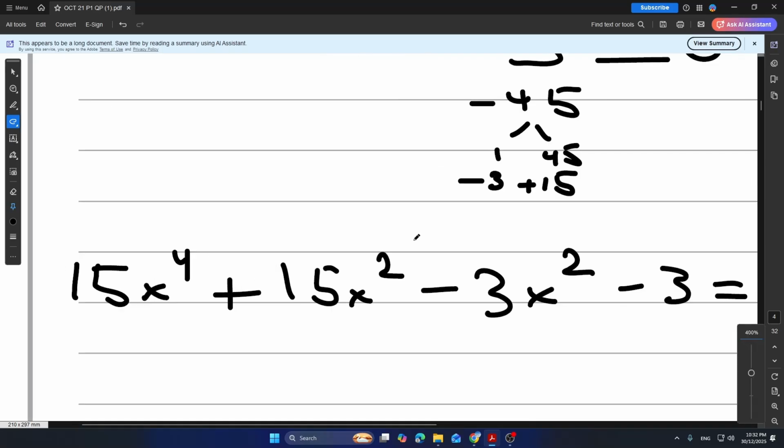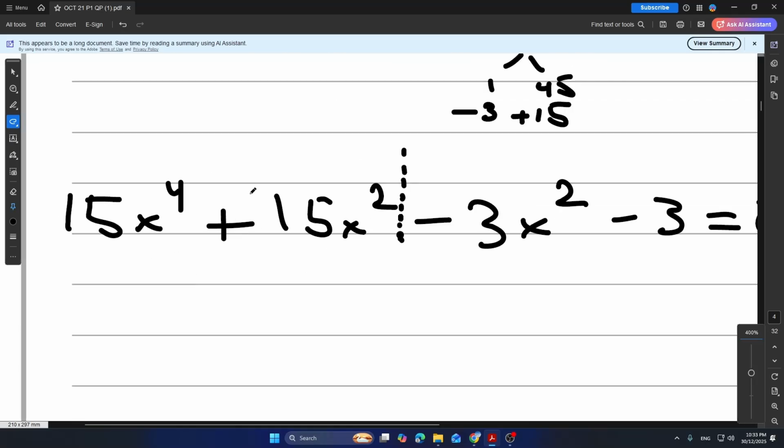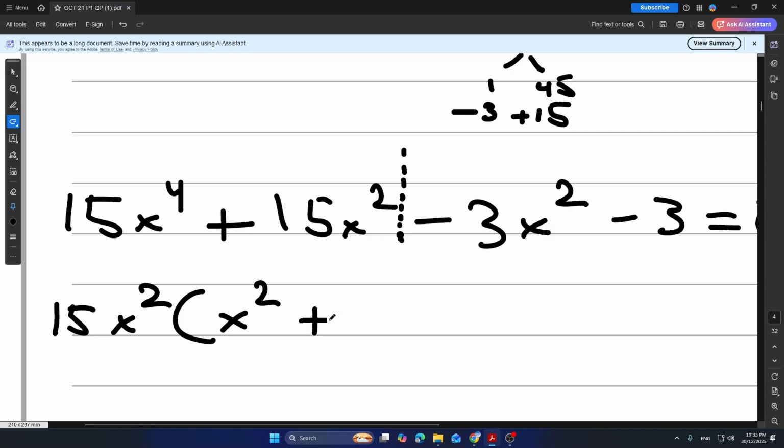And now we factorize. We need to split this into two parts. First, we factorize this. What is common here? A 15 and an x squared. So 15x squared is common, and we will put a bracket. We will write x squared and plus 1, because 15x squared times x squared is 15x to the power 4, and this is the same as this, so I'll just write plus 1, because 15x squared times 1 is this 15x squared.